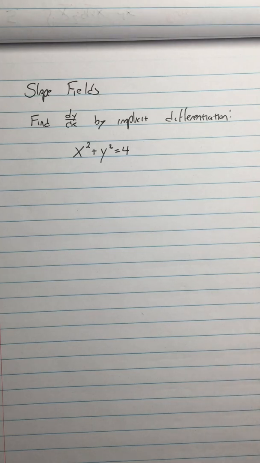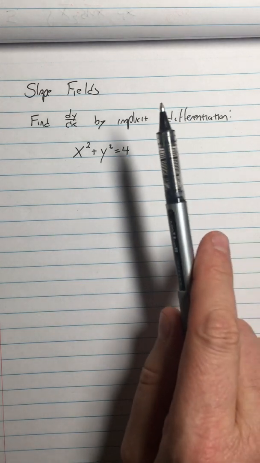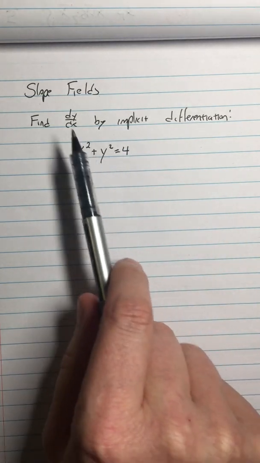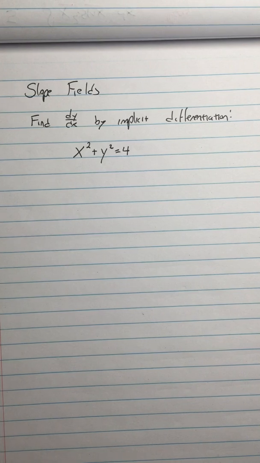All right, so now for the slope fields part of this slope fields lecture. Let's take a trip down memory lane, shall we? Do you remember how to do implicit differentiation? Well, you should. Do it on this guy right here. Get dy dx by implicit differentiation. Go ahead and do that right now. Pause the video and do it.